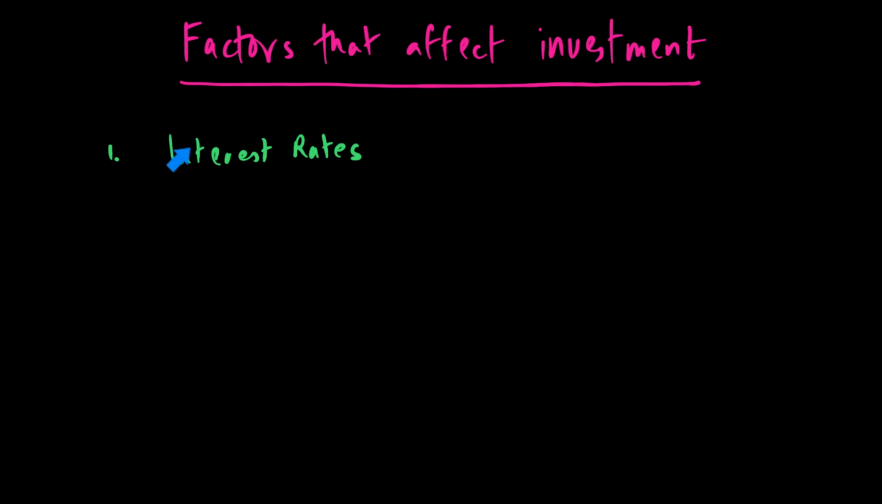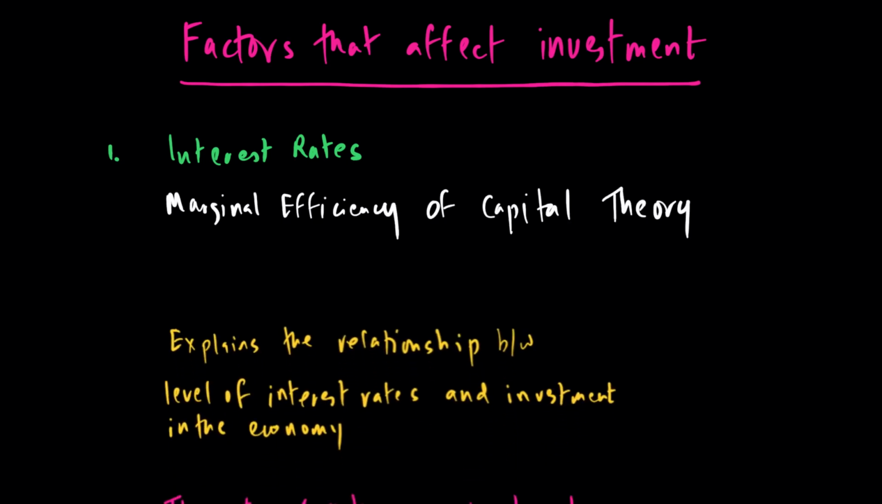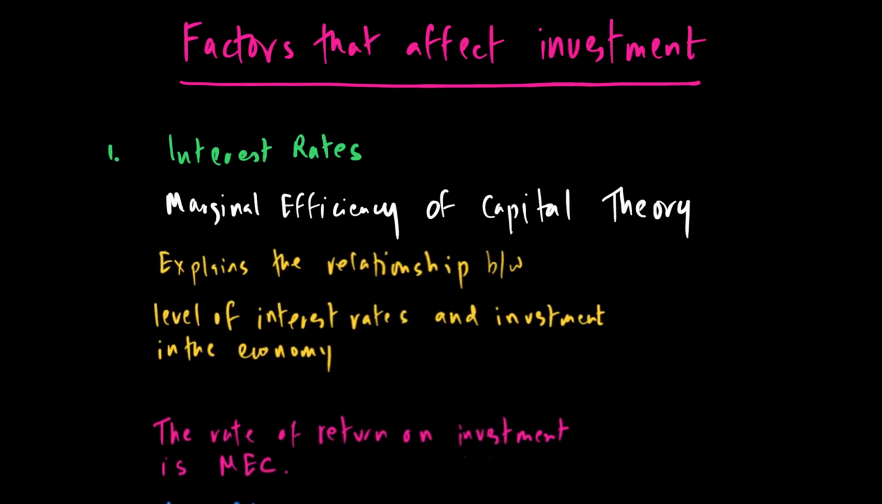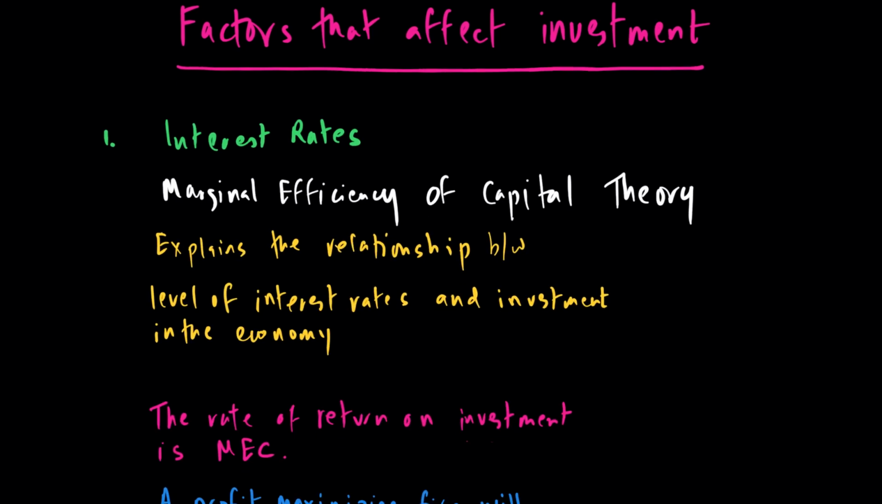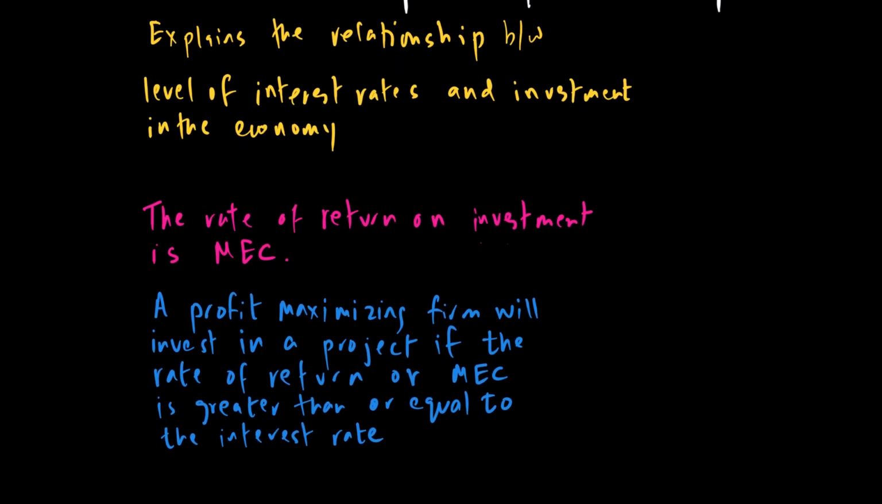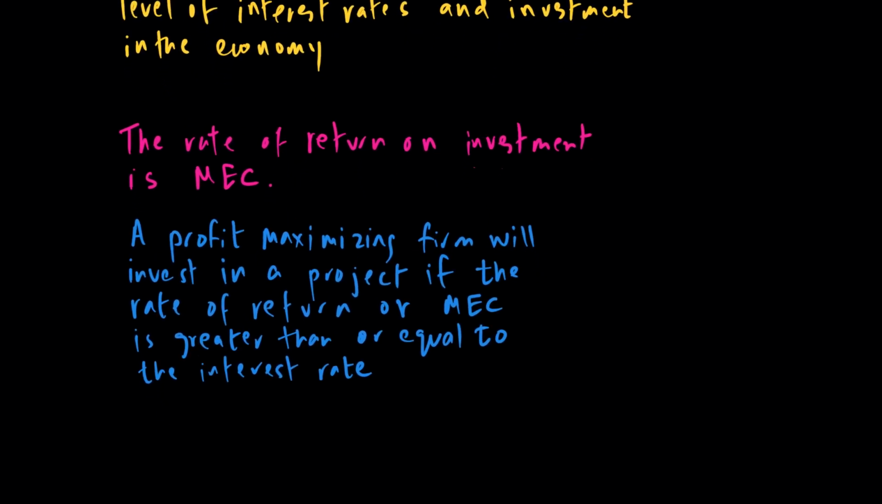Well, we say the first factor is basically what we call interest rates, and here we establish something called the marginal efficiency of capital theory. The marginal efficiency of capital theory basically argues that there is a relationship between the level of interest rates and investment in the economy. It explains that the rate of return on any investment is simply the marginal efficiency of capital. And if you're a profit maximizing firm, as long as the marginal efficiency of capital is greater than the interest rate, then we will always invest in a project.